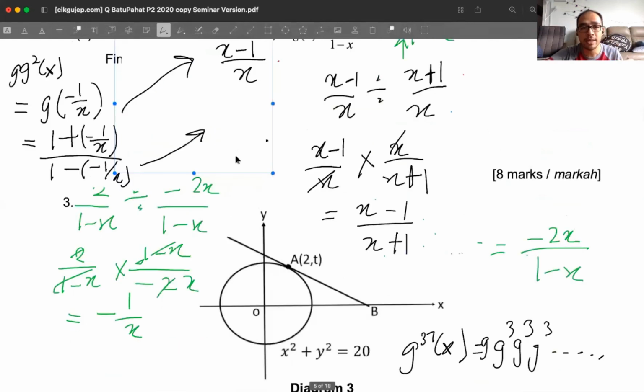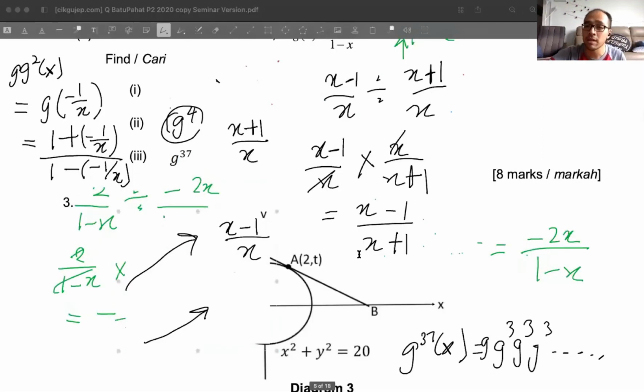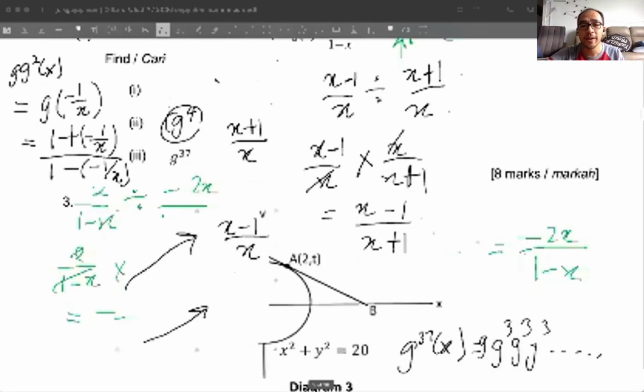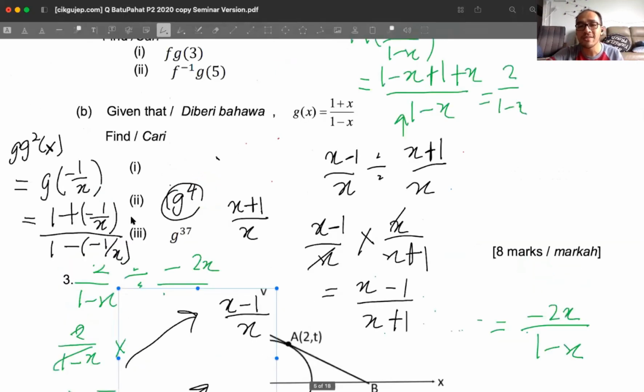But this is the thing. In the marking scheme, they are asking for G4 and not G3. So I'm looking at the marking scheme, like, hey, why did they use G4? It makes sense to use G4, because if you use G3, it's very bad. So please change this question. You cannot use G3 because it doesn't make sense. Use G4. So G2, G4, then G37.